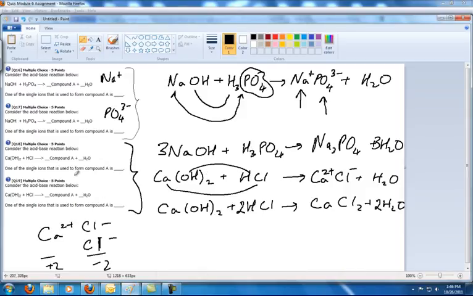Alright, well, just to finish this problem off, we've got Ca2+ and Cl-, so one of the ions would be Ca2+ and one of them would be Cl-.